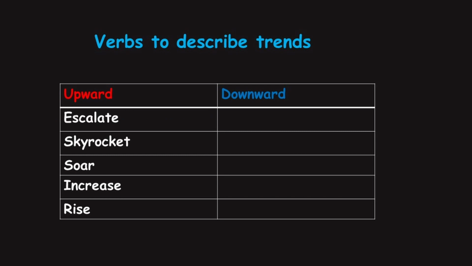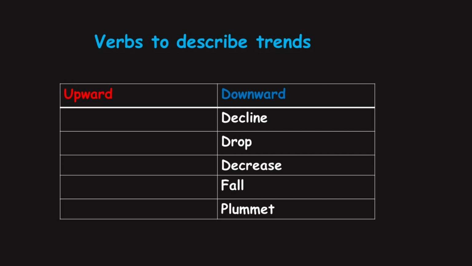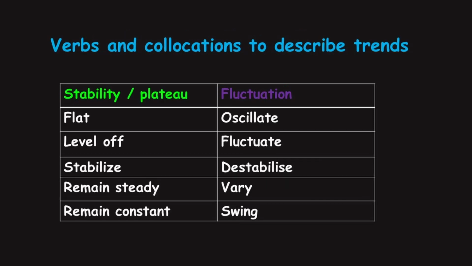Escalate, skyrocket, soar, increase, rise. Downward trend: decline, drop, decrease, fall, plummet. Stability or plateau: flat, level off, stabilize, remain steady, remain constant. Fluctuation: oscillate, fluctuate, destabilize, vary, swing.